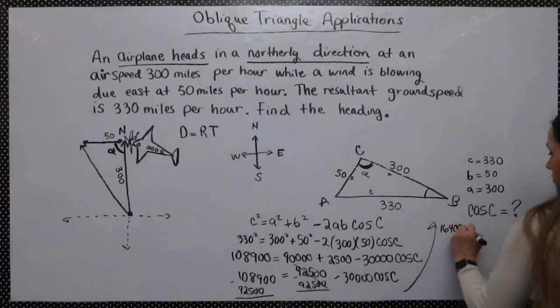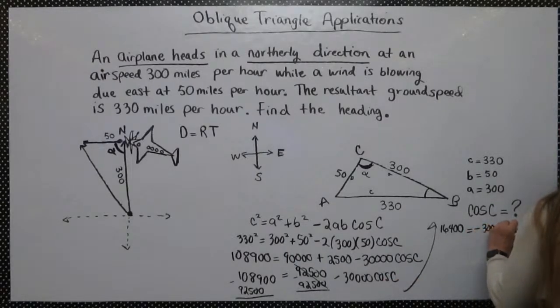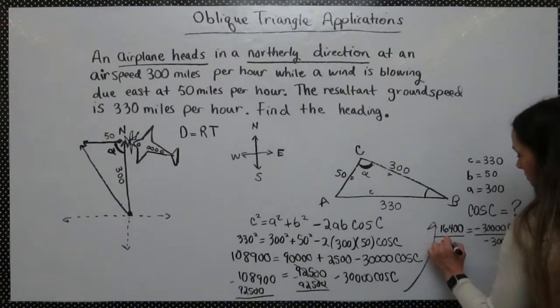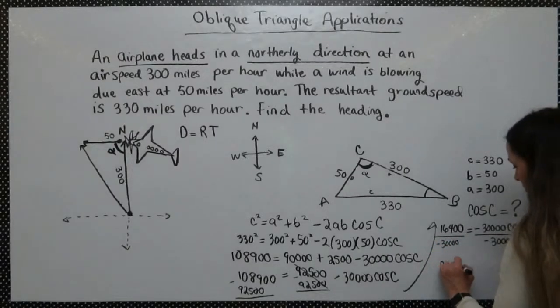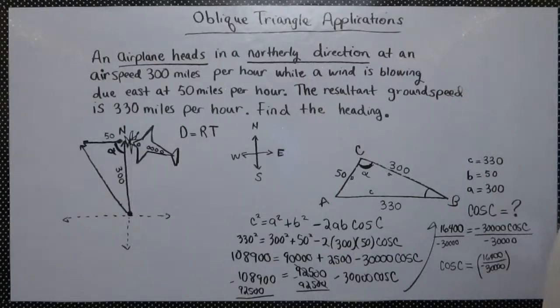And that equals a negative 30,000 times the cosine of C. And then we're going to divide off negative 30,000 from both sides. So we're going to get cosine C equals 16,400 over 30,000. And that's negative. All right.